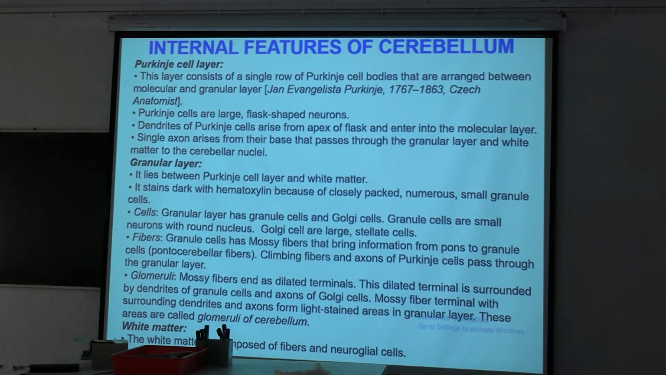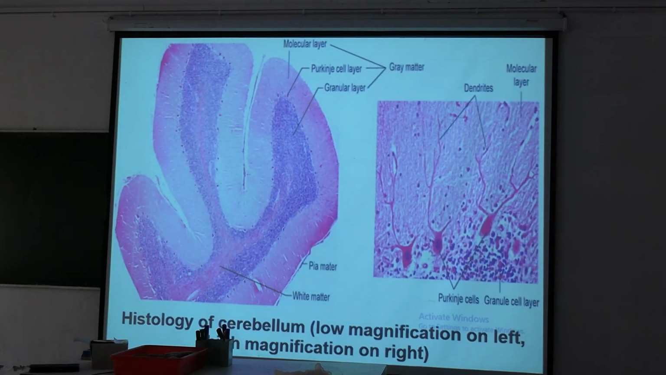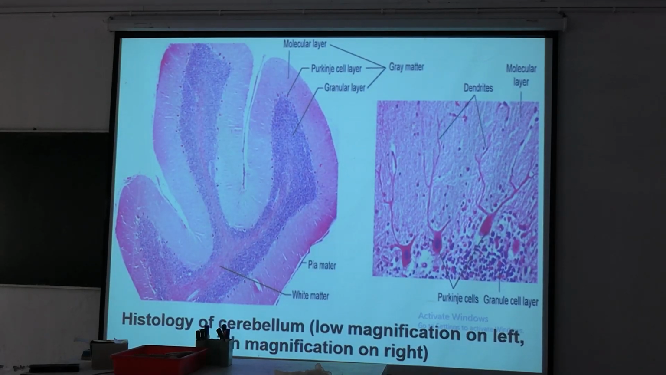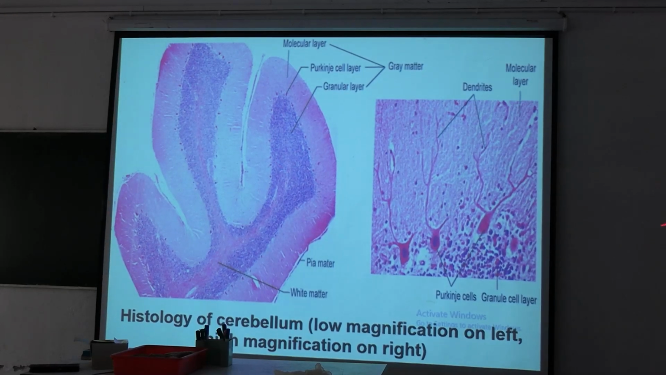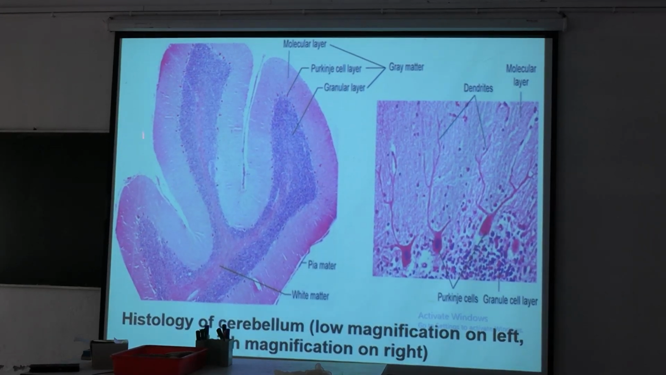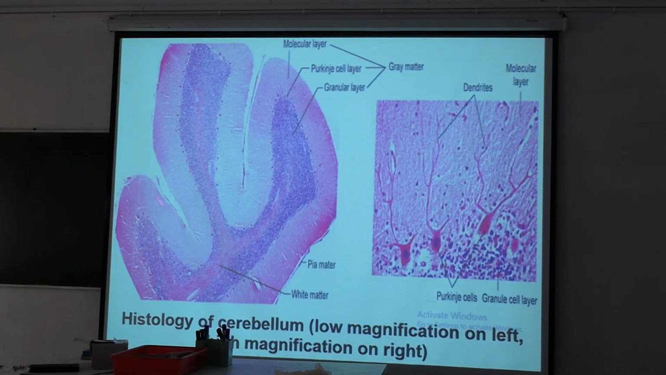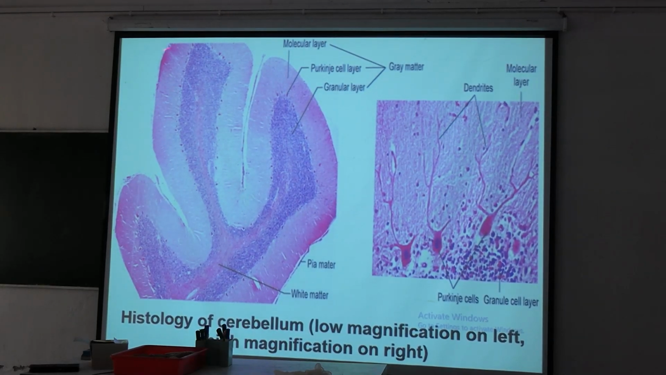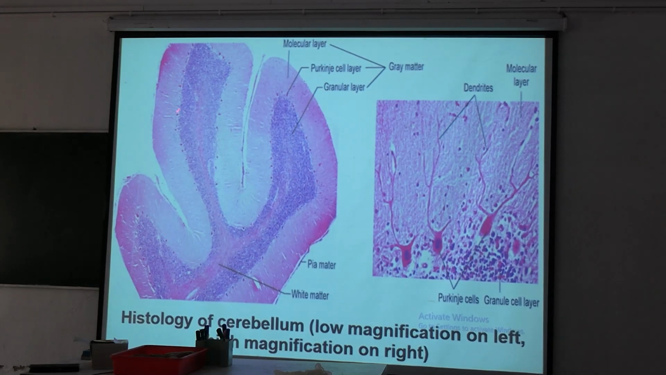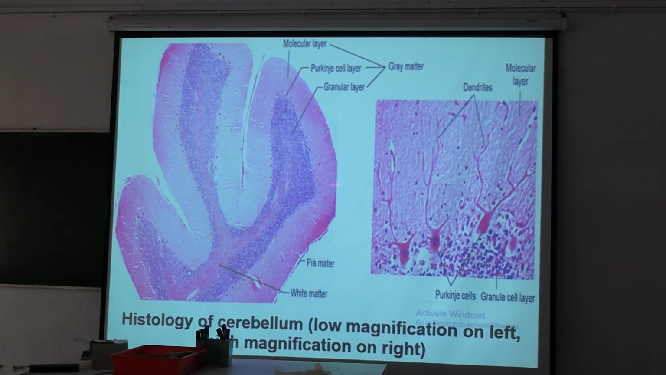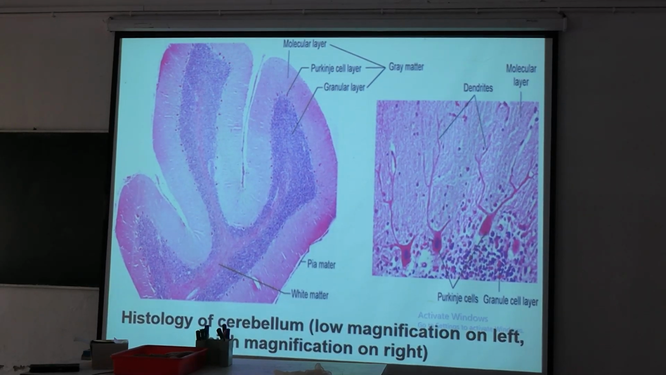Neuroglia are supporting cells. See here, this is the histological picture of the cerebellum. Okay, like this you will see under the microscope. This is the outermost portion covered by the pia mater. Okay, it consists of three layers. This is the first layer, the molecular layer. This is lightly stained, light pink staining.